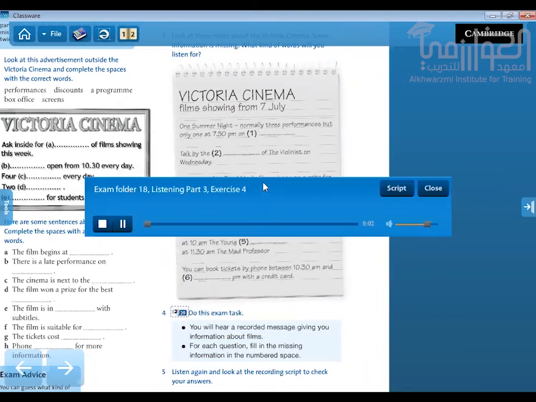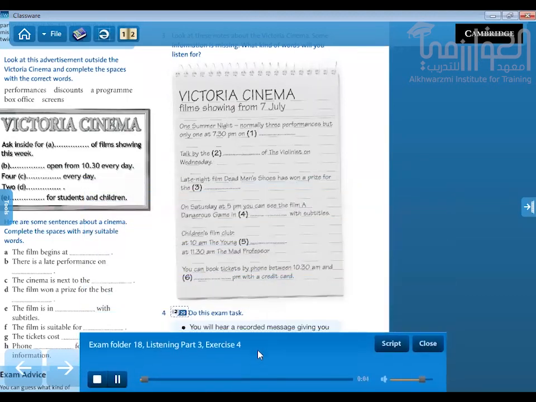Exam folder 18. Listening part 3. Exercise 4. You will hear a recorded message giving you information about films. For each question, fill in the missing information in the numbered space.